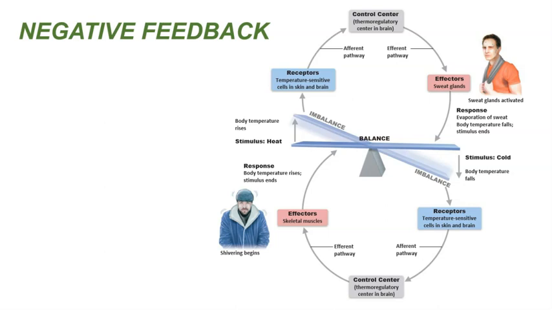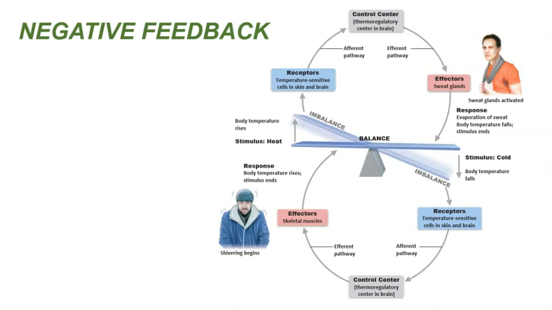So in this diagram, we have 2 stimuli. We have heat and we have cold. So high or low external temperatures will threaten our homeostasis. That is, they will threaten the homeostasis of our normal body temperature. And they are either going to increase or decrease our body temperature beyond that typical 98.6 degrees Fahrenheit.